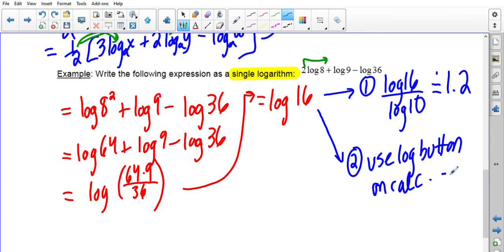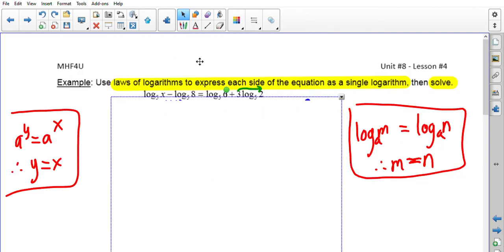So this 2 would equal 1.2. Alright, and let's turn over. Okay, so our last example here, it says use the laws of log to express each side of the equation as a single log, and then once you've done that, then you can solve.